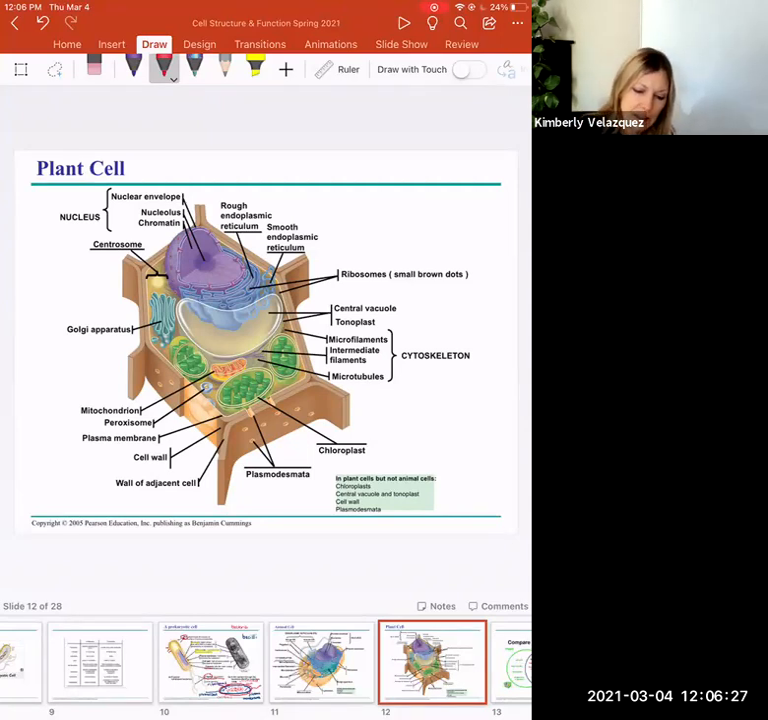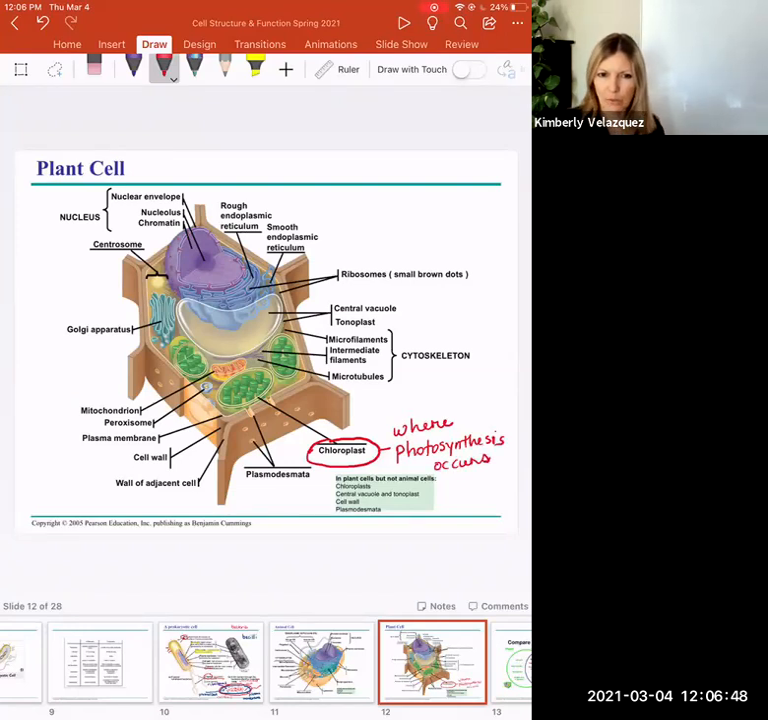One of the big differences is that plants have this structure called the chloroplast. And the chloroplast is where photosynthesis occurs. You're going to learn about photosynthesis in more detail. That's how plants take light energy from the sun and make carbohydrates to use for cellular respiration, because plants don't eat. So very, very important. Most important chemical reaction on Earth is photosynthesis. No life on Earth would exist without photosynthesis, and we will talk about that.